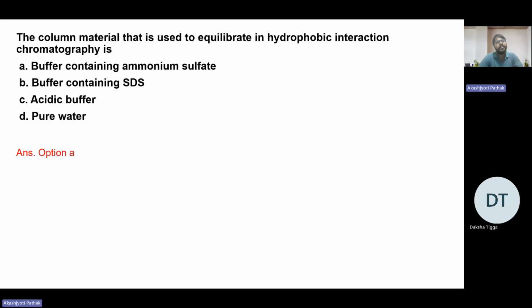The column material that is used to equilibrate in hydrophobic interaction is what? In hydrophobic interaction, the column material is hydrophobic basically. The buffer containing ammonium sulfate is the answer. 0.15 molar to 1.5 molar ammonium sulfate is used for equilibrating your column, and this salt concentration should be below the concentration at which salting out takes place.